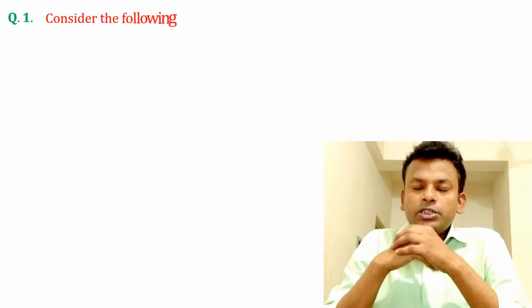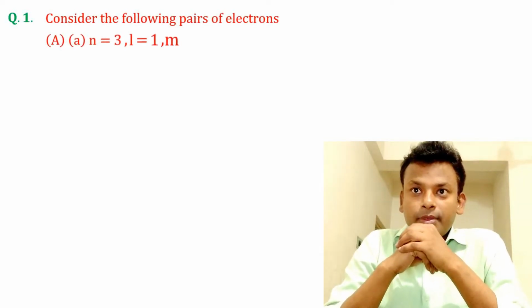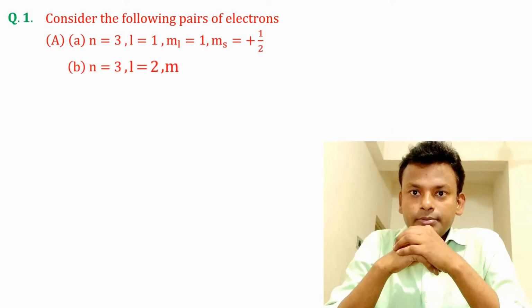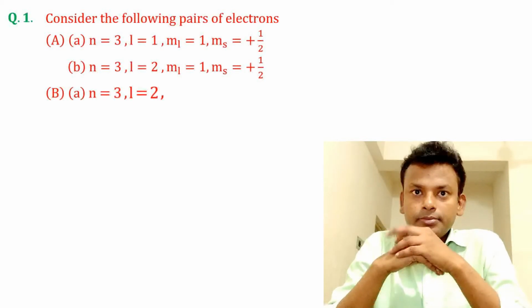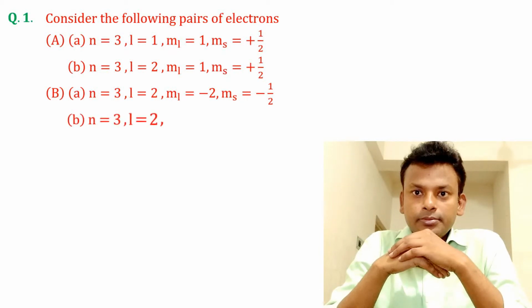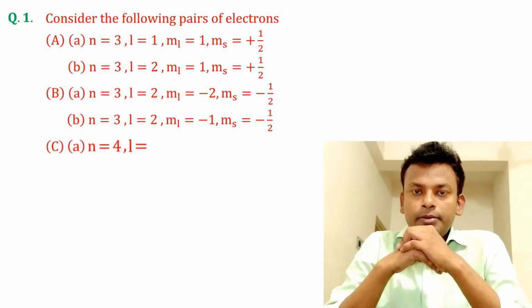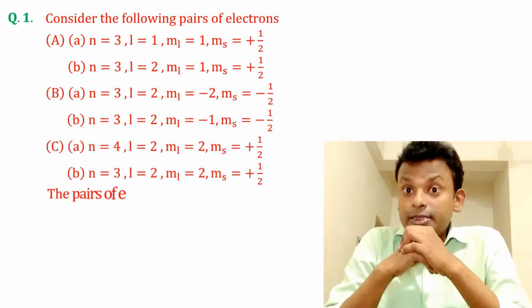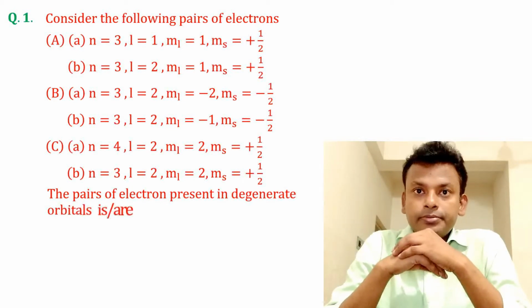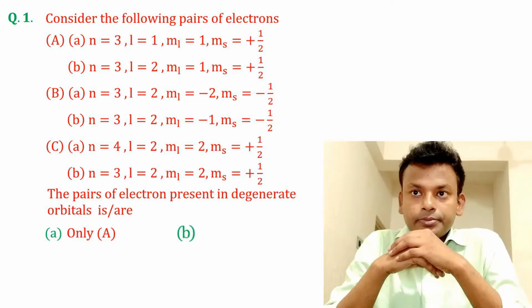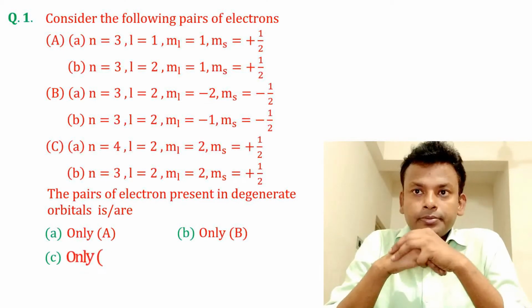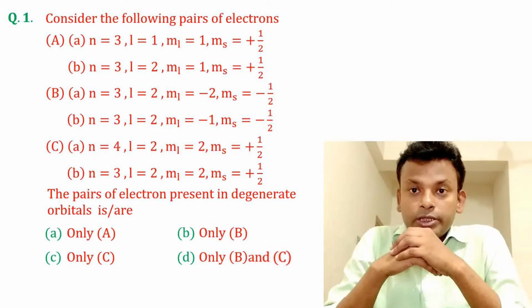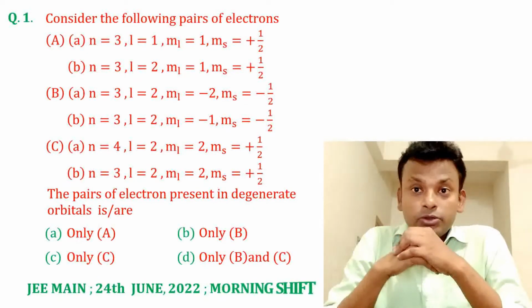Question number 1. Consider the following pair of electrons. The pair of electrons present in degenerate orbitals is or are: option A, option B, option C, and option D. This question was set in JEE Main 24th June 2022 morning shift. Answer: option B is correct, meaning only B is correct.